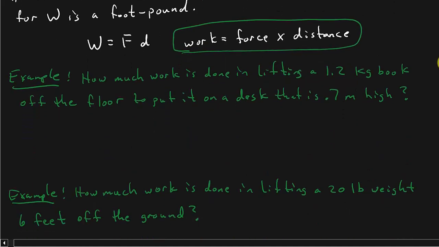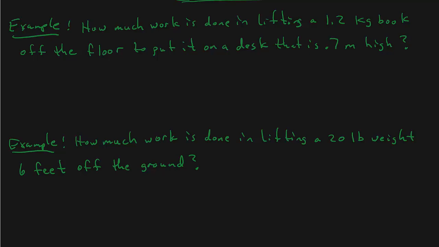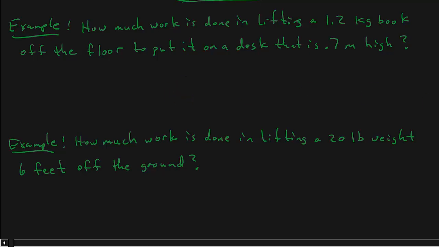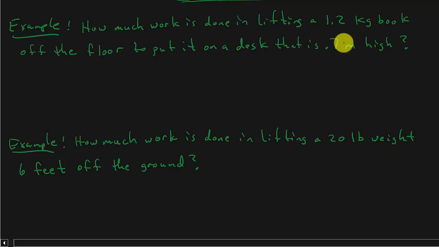Now the first two examples are similar to each other. How much work is done in lifting an object? They both work the same, it's just that the first one is in the metric system and the other one is in the US customary system. So let's look at this first example. How much work is done in lifting a 1.2 kilogram book off the floor to put it on a desk that is 0.7 meters high?